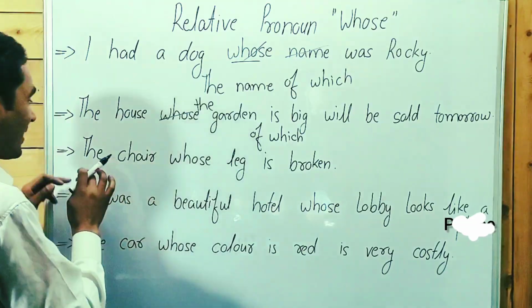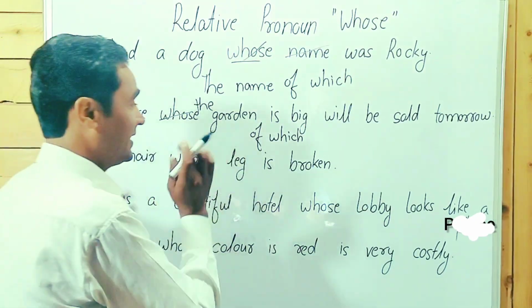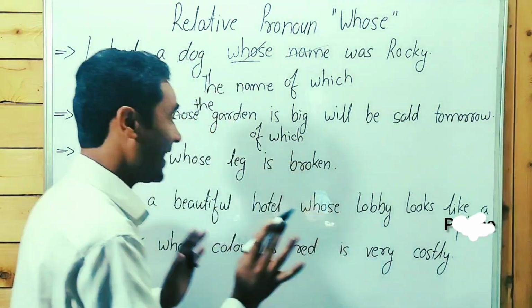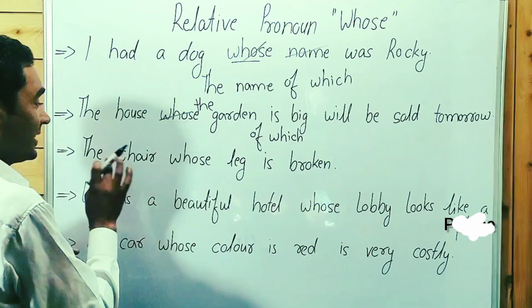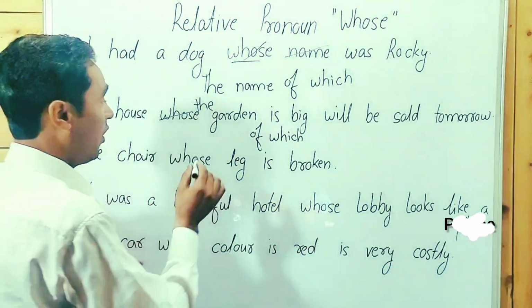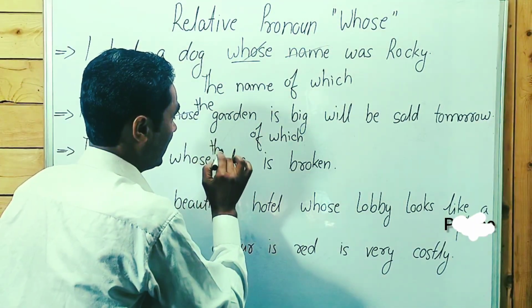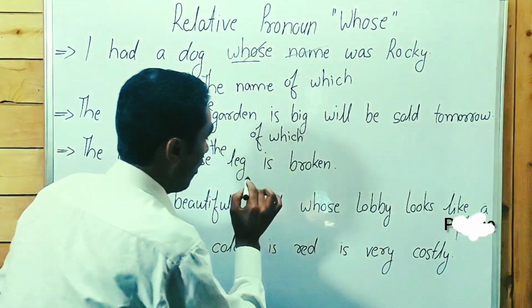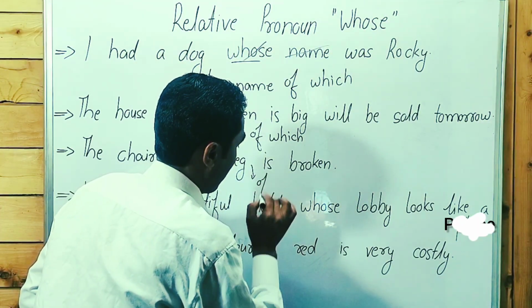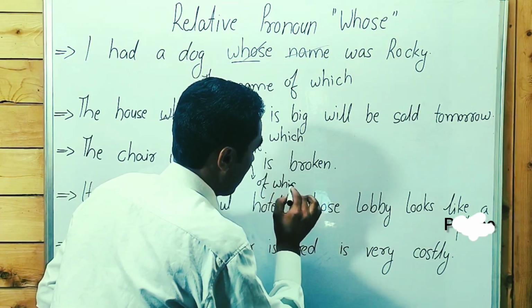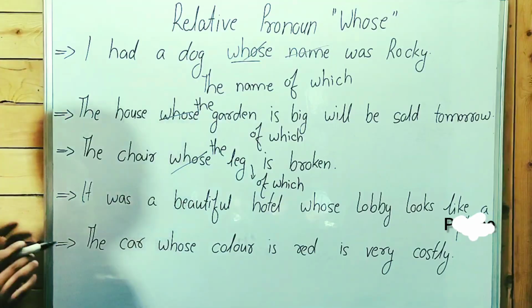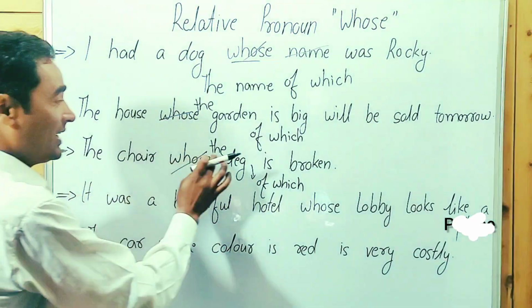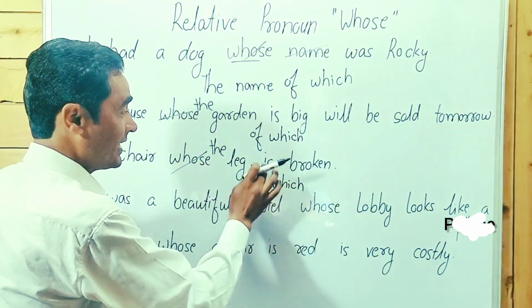The chair whose leg is broken is an incorrect sentence. We have to write the chair, the leg of which is broken, not whose. Guys, point to be noted. The chair, the leg of which is broken.